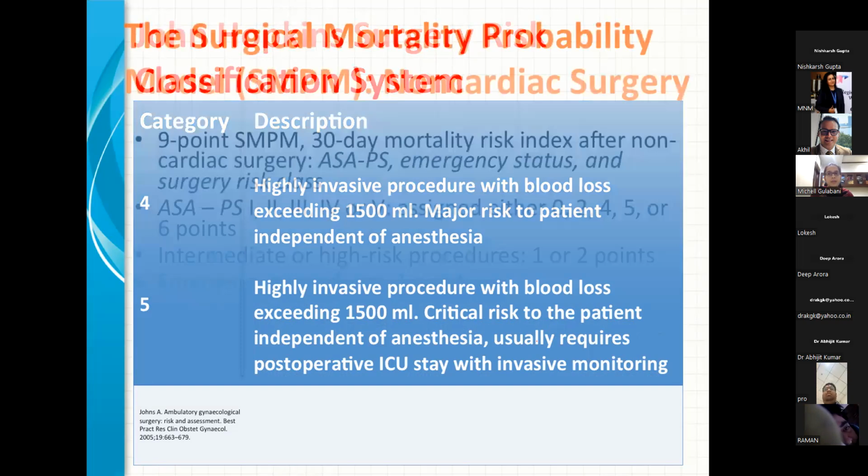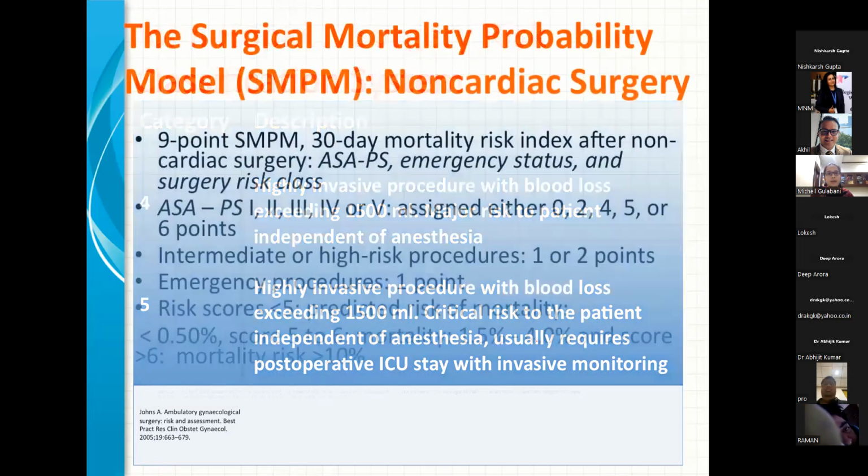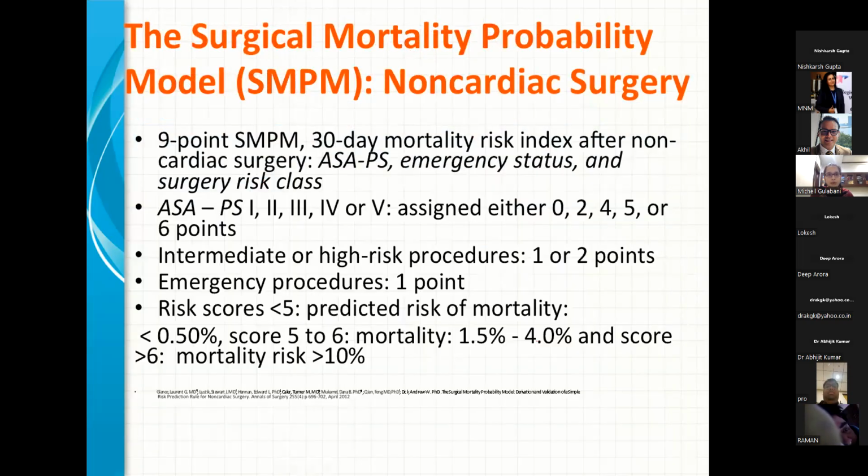Another surgical prediction calculator is the Surgical Mortality Probability Model, and it is used for non-cardiac surgeries, and it is a 9-point scoring system which helps to predict the 30-day mortality risk index.